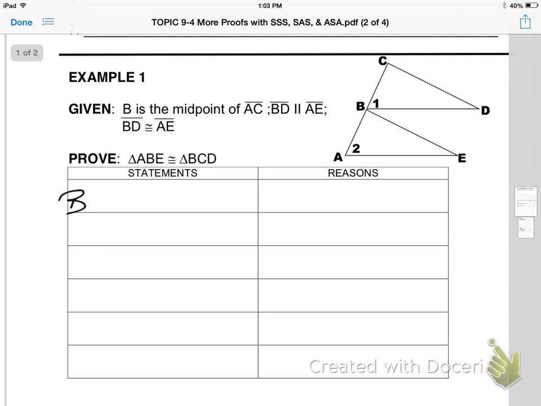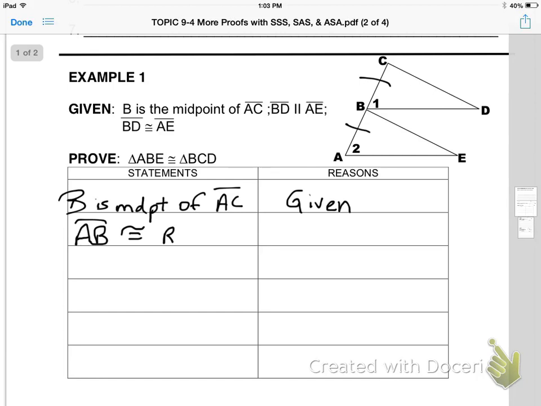B is the midpoint of AC, and that's given. Okay. So if B is the midpoint of AC, that's going to mean that AB and BC are congruent. So there's our first congruency statement. AB is congruent to BC, and that's the definition of a midpoint.